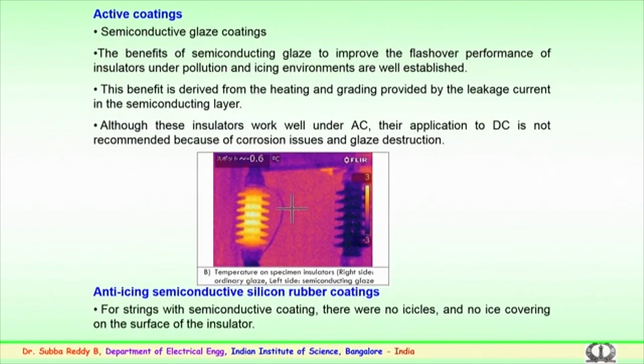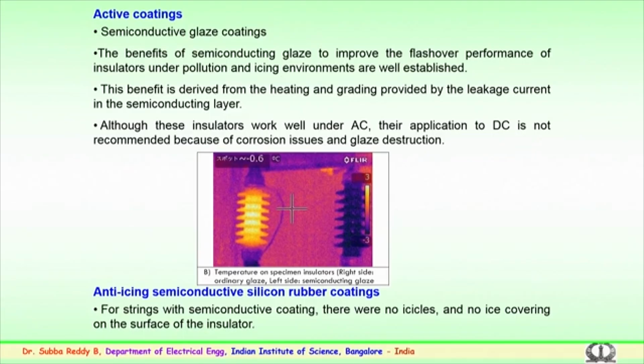So, next are the active coatings. These active coatings are basically like the semiconductive glaze coatings which we have discussed. The benefit of going for semiconductive glaze coatings is the improvement in the flashover strength or performance of the insulators, particularly under contaminated or polluted conditions and also under icing environments, and this has been established well with the coatings. The benefit is also derived from the heating and grading provided by the leakage current in the semiconducting layer.